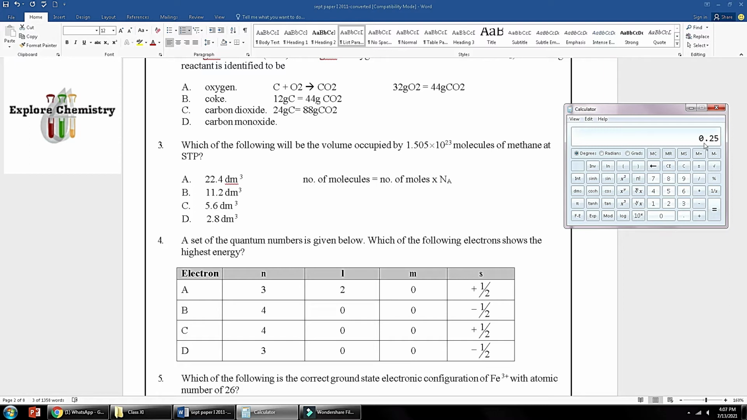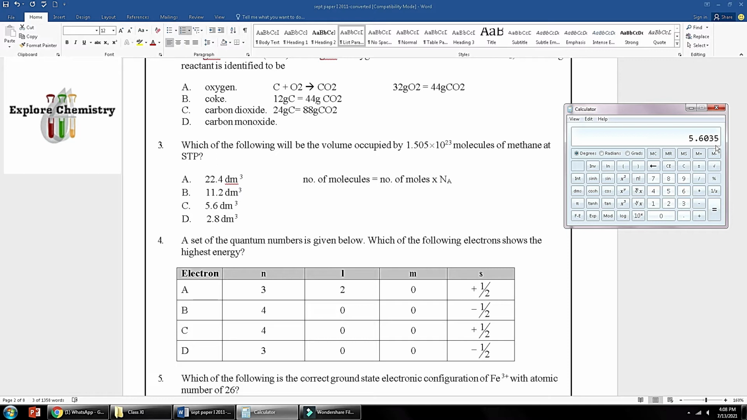0.25 moles you are getting, and from 1 mole you can get 22.414 dm³. From 0.25 moles, how many dm³ or volume will you obtain? Just multiply this value with 22.414. You will get the answer in dm³.